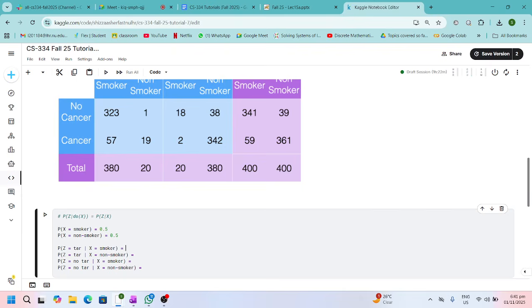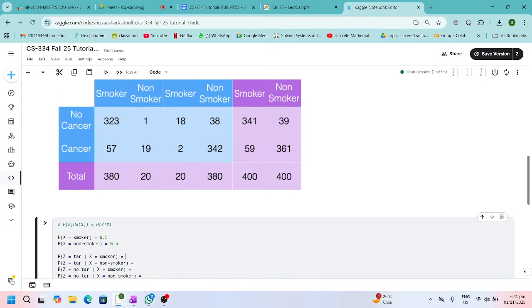There we go. So let's compute each of these probabilities. I would encourage you to pause and try these out yourself as well. And for those of you live, इसको आप immediately भी try करके देखें. We will compute these values and we will add them. So probability z equals tar given x equals smoker. Let's see.